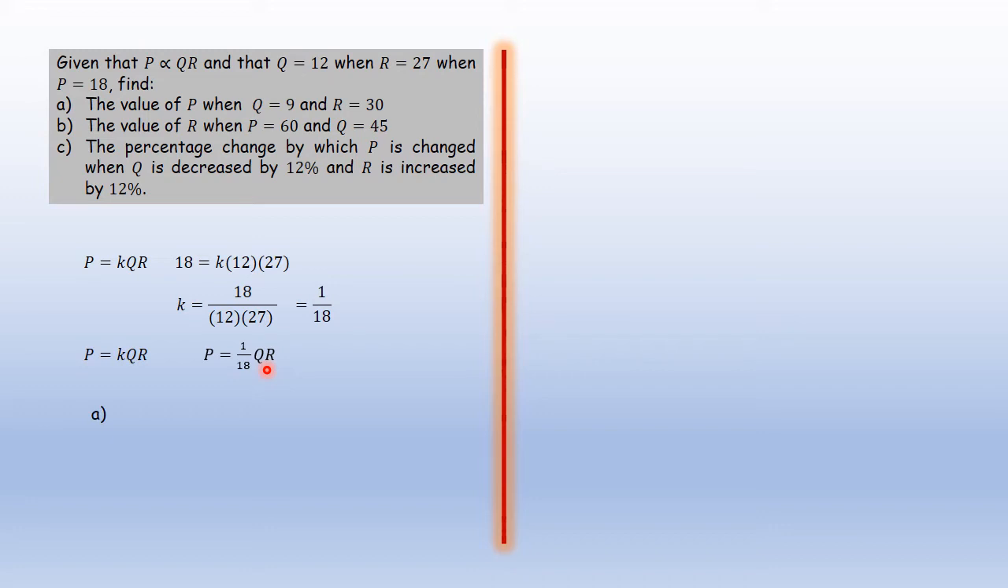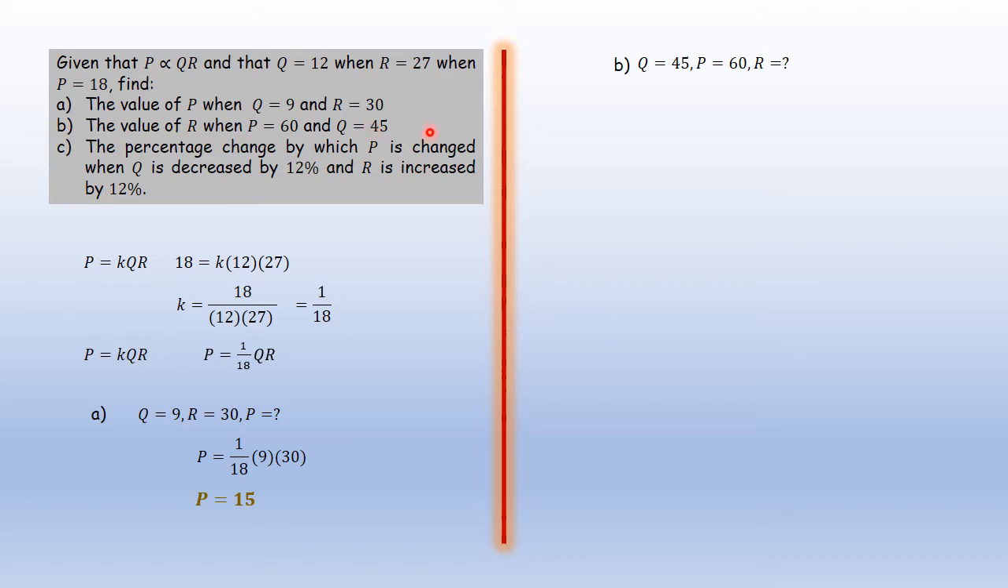Let's move on to part A. We are told to find the value of P when Q is 9 and R is 30. The idea here is, in this general formula, P is equal to 1 over 18 QR, we're going to replace the values of Q and R with 9 and 30 respectively, in which case we're going to be able to obtain the value of P. And so here we go. We have P is equal to 1 over 18, the Q is 9 and R is 30. Simplify that, and you're going to get the value of P to be 15. Very straightforward.